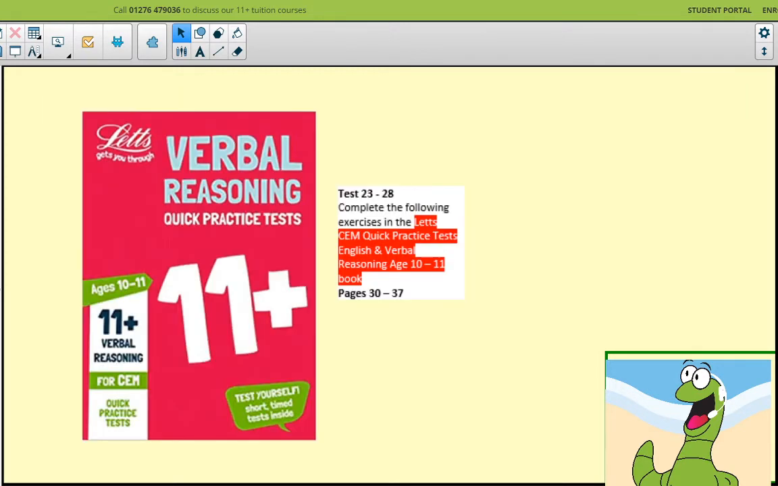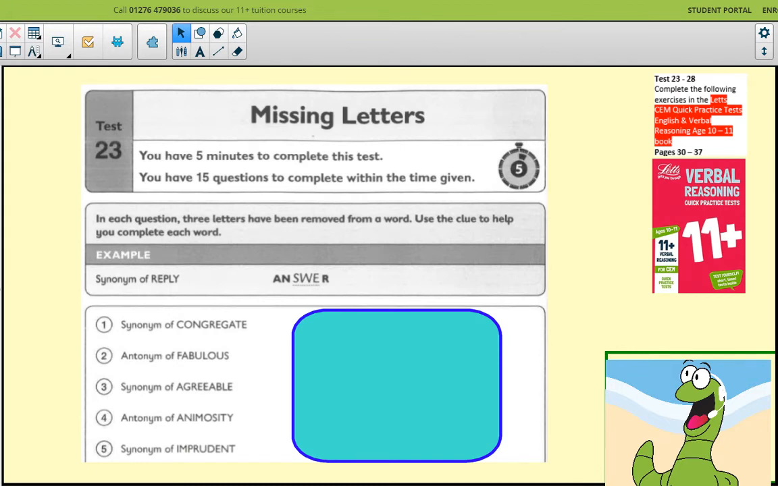Well done, everybody. Moving on to test 23. Again, this is a missing letter activity, and you would have 5 minutes to complete 15 questions this time within the time. This time, you're looking for synonyms. Now, synonyms are the opposite to antonyms. They are another word that means the same as the word you're given. So don't get confused as you're doing this. Remember, this time you're looking for words that mean the same.